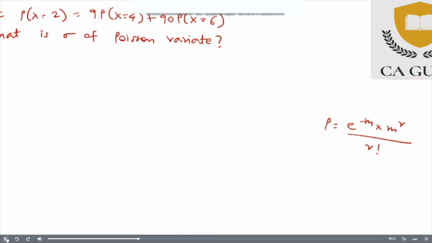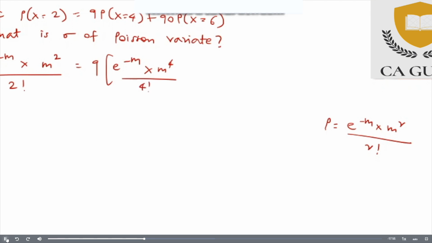If p of x equal to 2 is equal to 9 into p of x equal to 4 plus 90 into p of x equal to 6, what is the standard deviation of the Poisson variate? So here let us first substitute in the formula. e to the power minus m into m to the power r, which is 2, by 2 factorial is equal to 9 into e to the power minus m into m to the power 4 by 4 factorial plus 90 into e to the power minus m into m to the power 6 by 6 factorial.